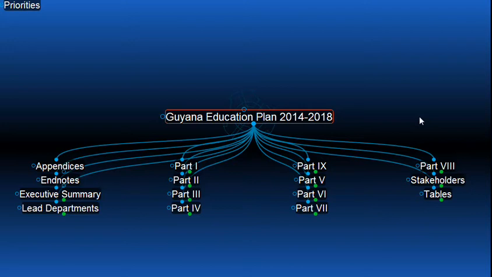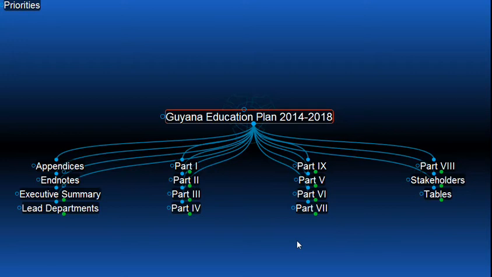Okay. Now, you may be new to this type of display. It's called a dynamic mind map. In fact, it's called the brain of the Guyana Education Plan 2014-2018. What it does is show on one page, on one screen, the major components of the Guyana Education Plan. For example, it has an executive summary, appendices, endnotes. It's divided into 8 parts, part 1, 2, 3, and so on. Stakeholders and tables.